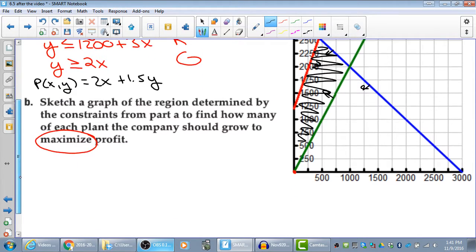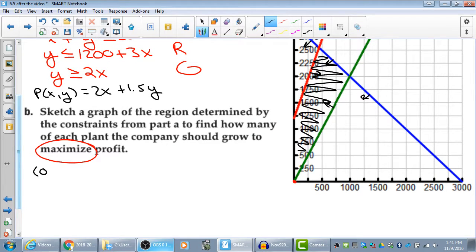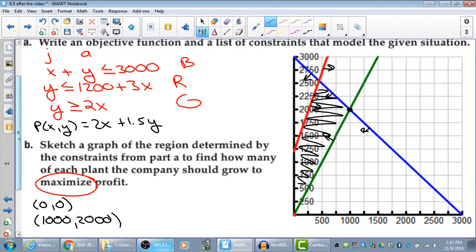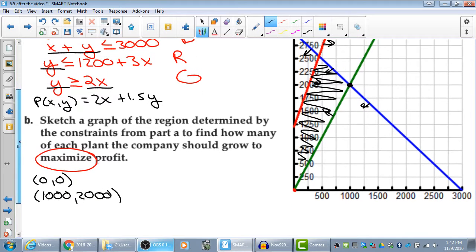Now we got to get our vertices of that feasible region. First of all, 0, 0. I don't think you're going to make much of a profit if you sell nothing. That's probably not going to be the answer. It would appear that if I were to solve the blue and the green, they cross at 1,000, 2,000. Well, that's a pretty easy check. If I plug 1,000, 2,000 into the blue and the green, 1,000 plus 2,000 is 3,000. 2 times 1,000 is 2,000. So that's actually the point.